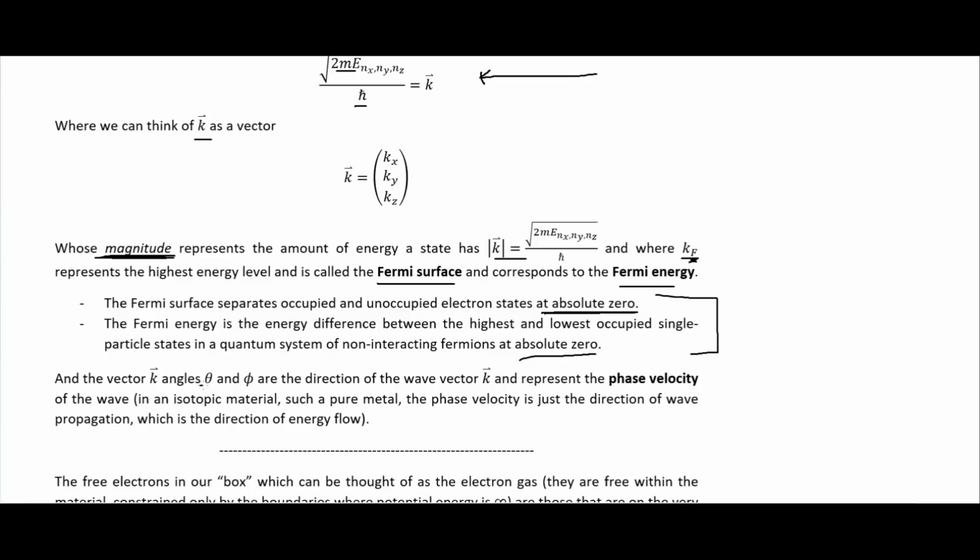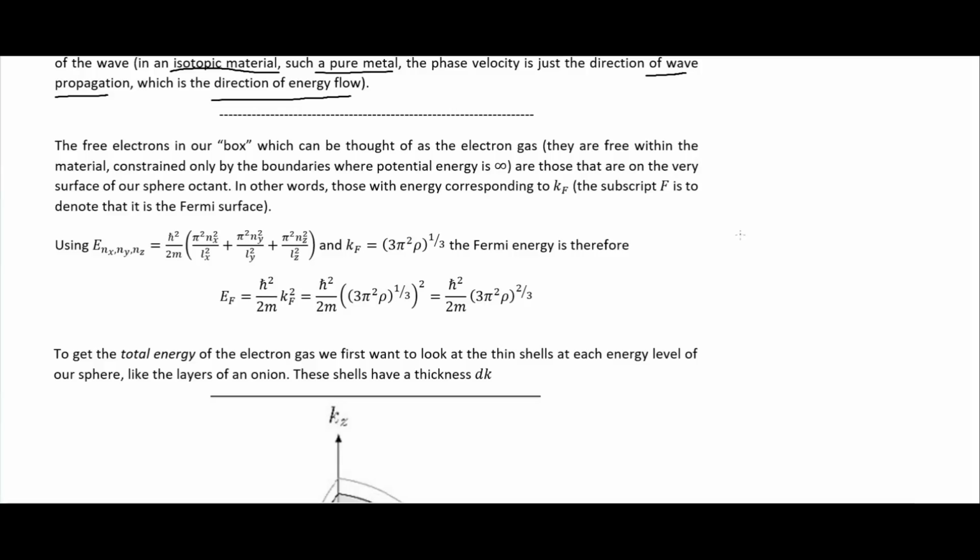Then we can think of the angles. The vector has magnitude and direction. So you can think of the direction as representing the phase velocity, which in an isotropic material, like a pure metal or something, is just the direction of wave propagation, which is also the direction of energy flow. And so you can think about it as just the direction that a particle with such and such energy would be moving. And so that is sort of the clarification of all this K-space stuff.